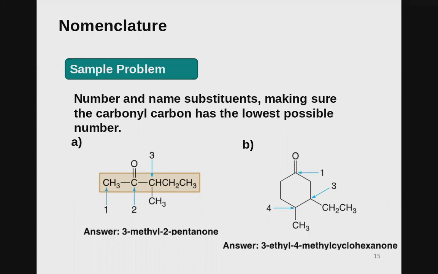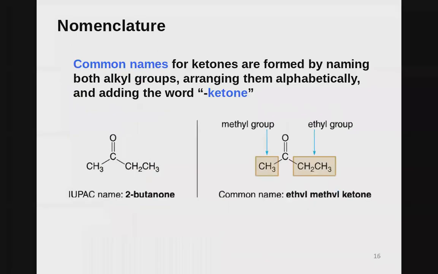So we'll do more naming problems on Wednesday, just so we're feeling good. But again, it should feel like naming alcohol, right? Getting the lowest numbers possible, putting things in alphabetical order, the same IUPAC principles that we've been going for thus far. So ketones can have common names, as most things can, right?